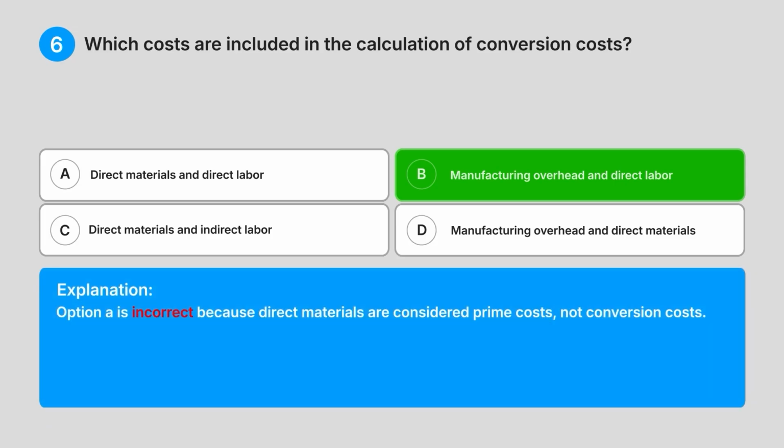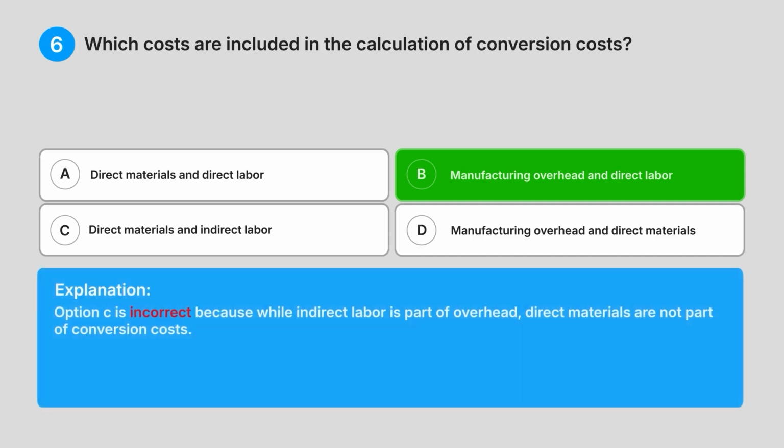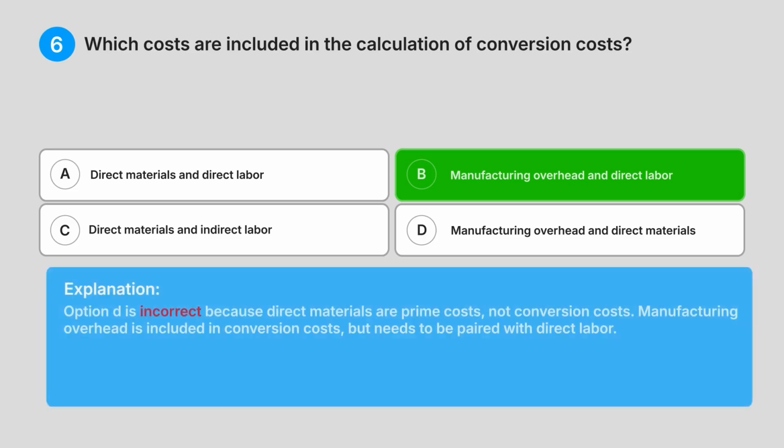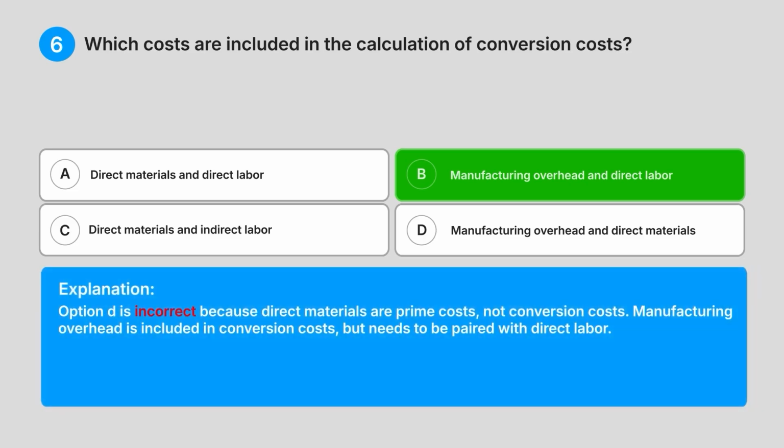Option A is incorrect because direct materials are considered prime costs, not conversion costs. Option C is incorrect because while indirect labour is part of overhead, direct materials are not part of conversion costs. Option D is incorrect because direct materials are prime costs, not conversion costs. Manufacturing overhead is included in conversion costs, but needs to be paired with direct labour.